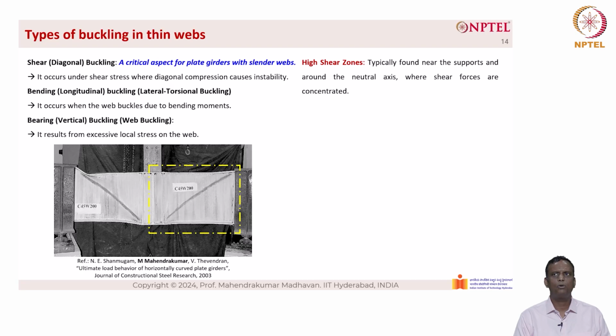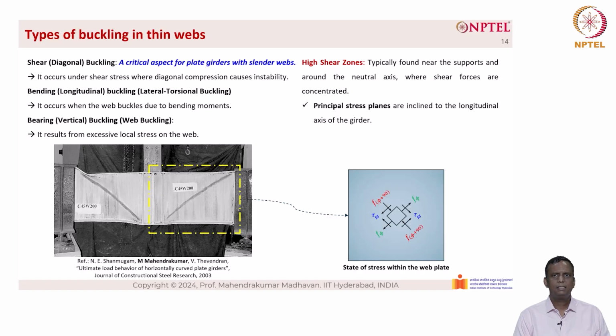Typically, these are found near the supports and around the neutral axis where the shear forces are concentrated. This is basically due to principal stresses that are inclined to the longitudinal axis of the girder. So when we take a deeper look at the right side of the picture, which is highlighted and color coded, as you can see, one is causing compression in the diagonal direction and one is causing tension in the other direction, which is 90 degrees apart. So this is the state of stress within the web plate.